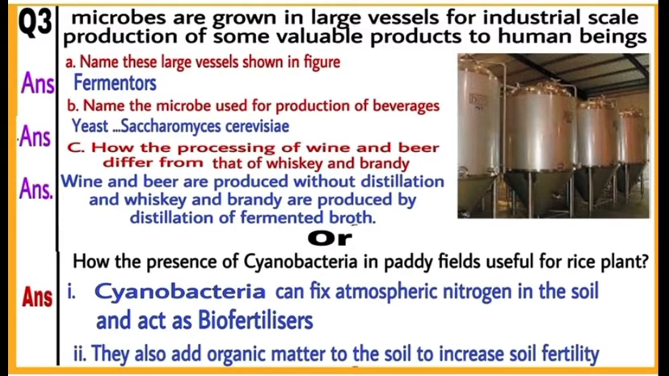B part of the question. Name the microbe used for production of beverages. It is yeast, Saccharomyces cerevisiae. It is also called brewer's yeast.